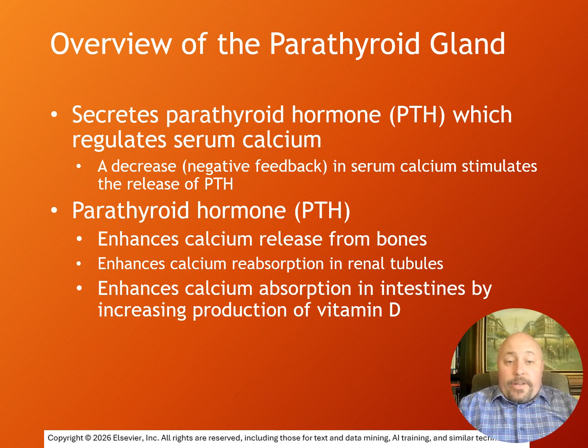The parathyroid gland. This secretes parathyroid hormone and works in a negative feedback, working with serum calcium to stimulate the release of PTH. Parathyroid hormone enhances calcium release from bones. It also enhances calcium reabsorption in renal tubes. It also enhances calcium absorption in the intestines by increasing production of vitamin D. And you're going to see that parathyroid hormone, calcium, and vitamin D are all closely linked together.